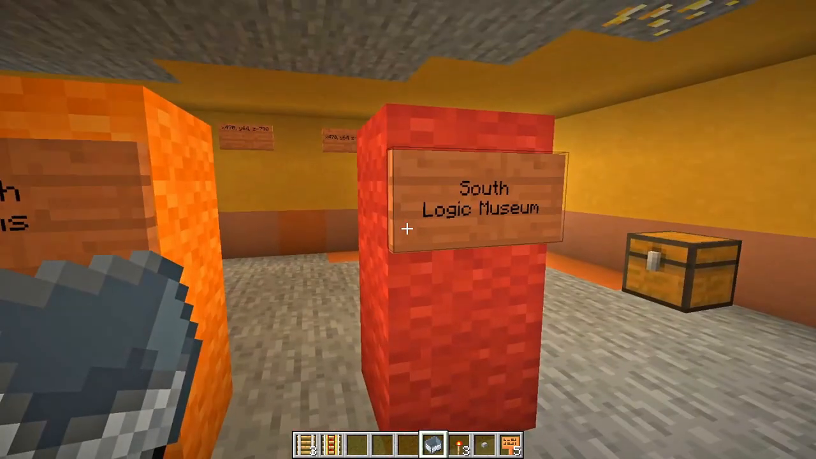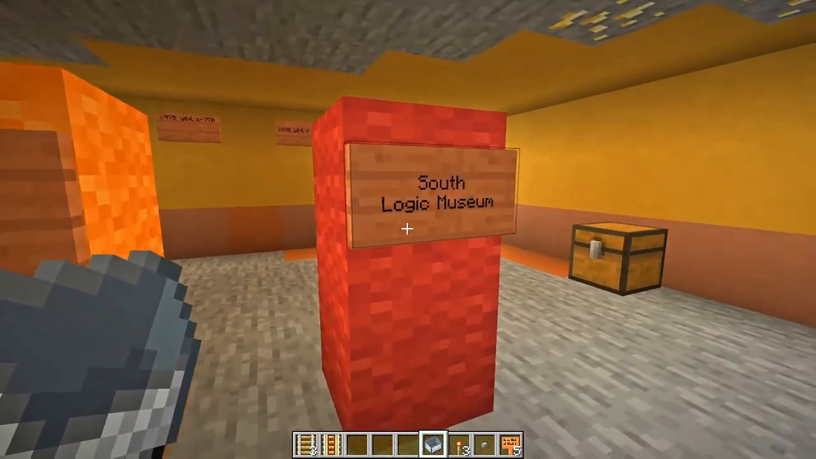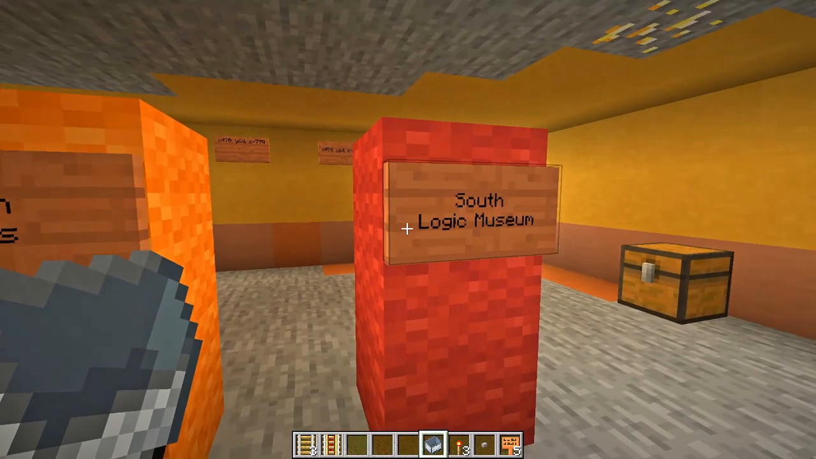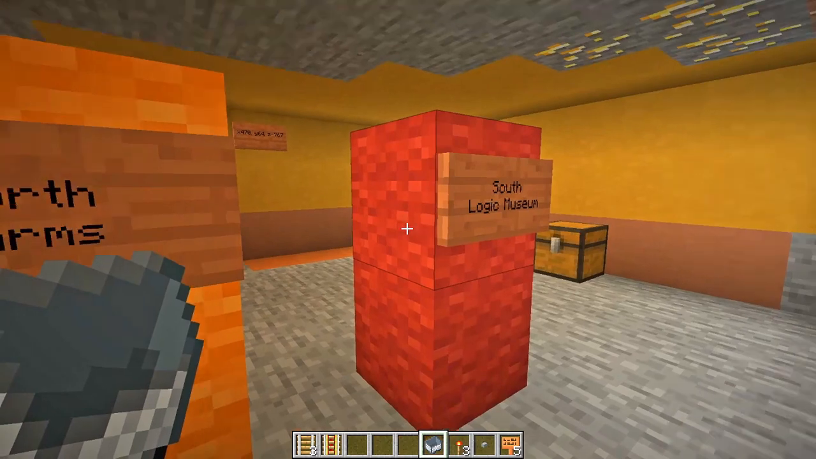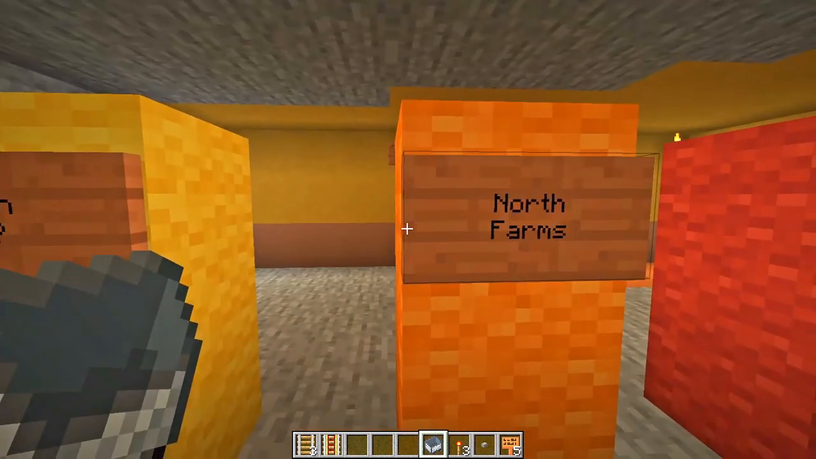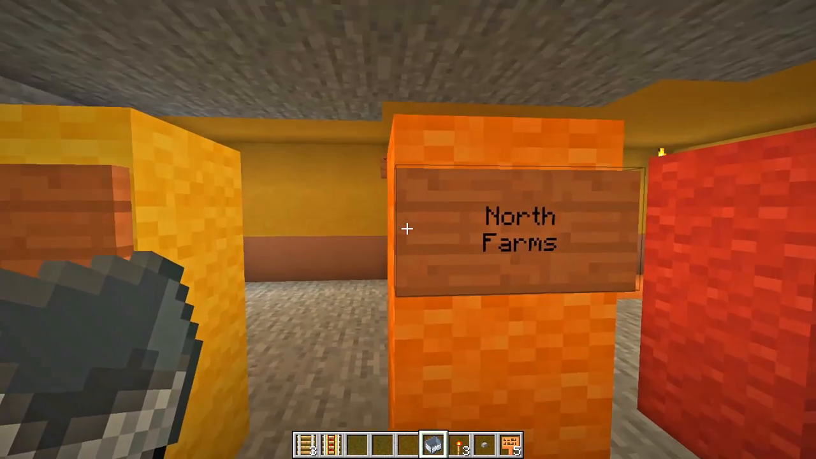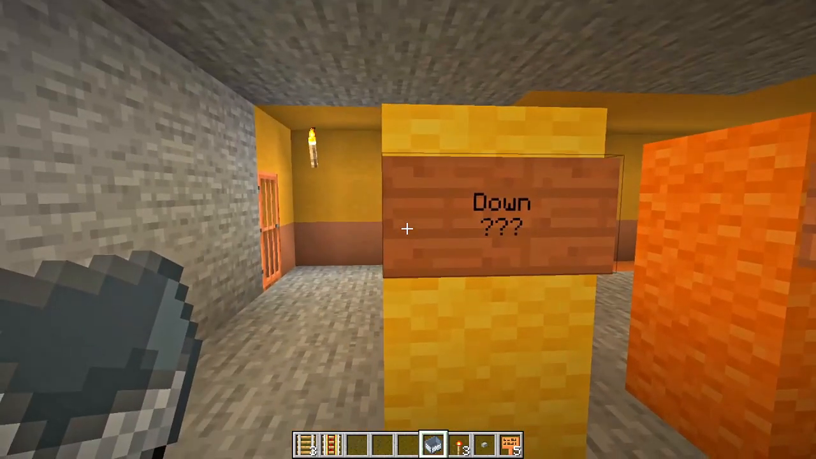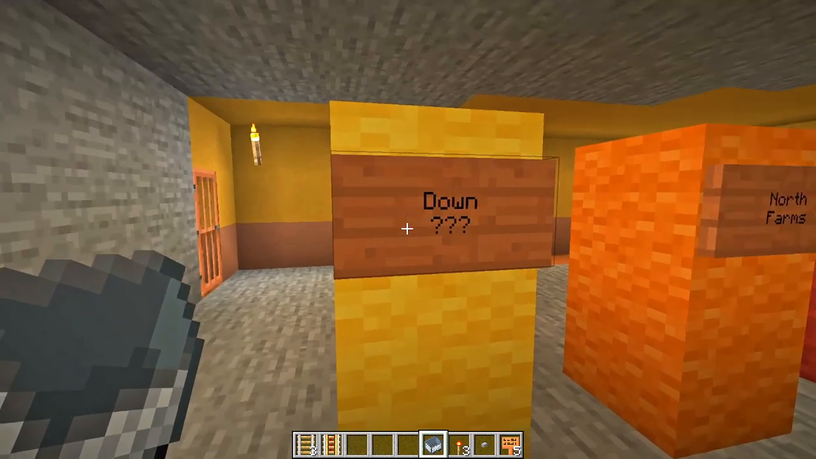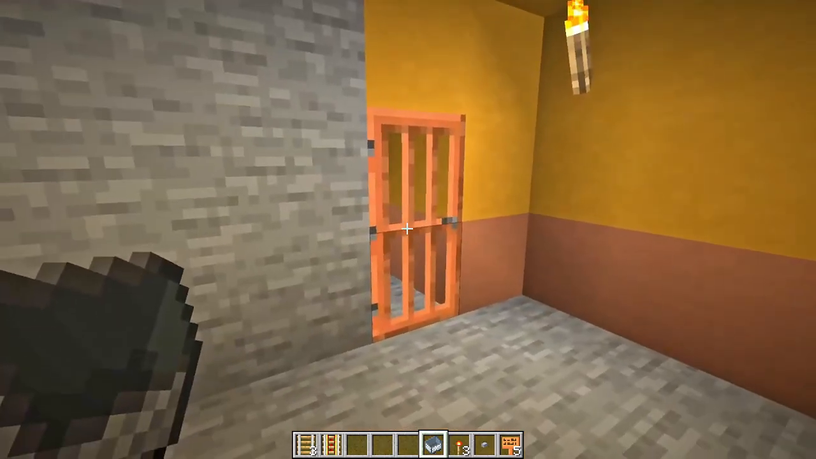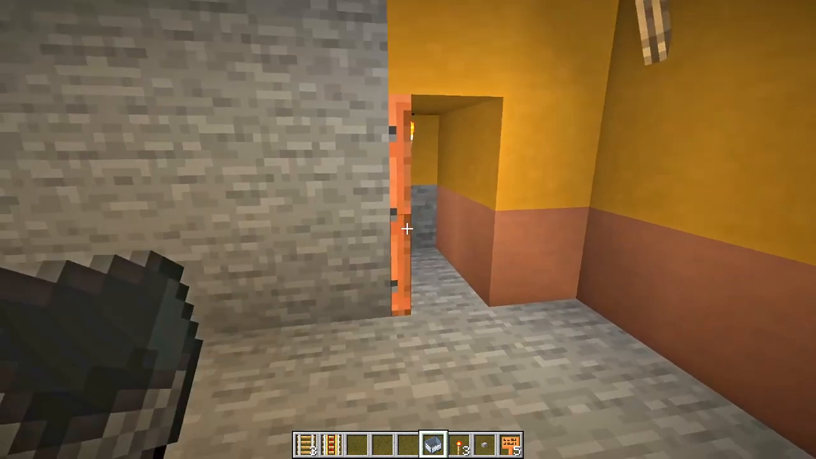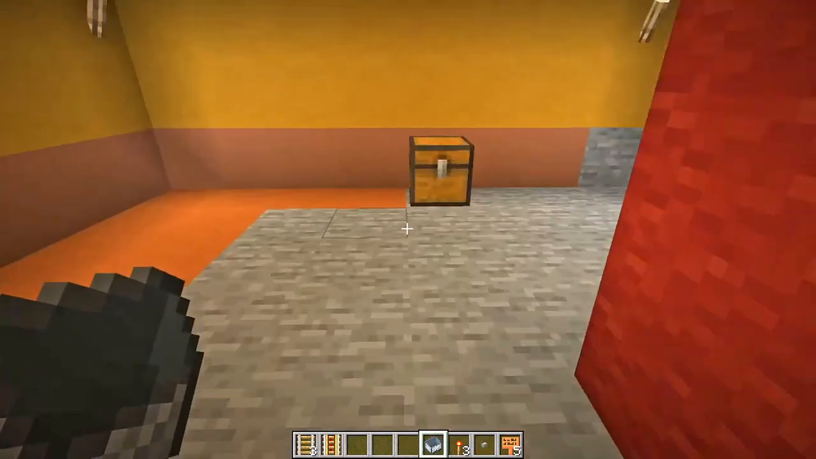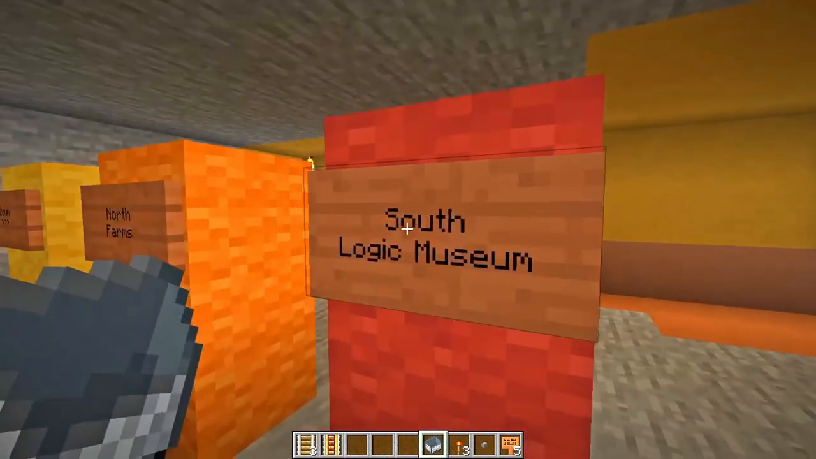Red will be for going southbound towards the Logic Museum. If we add more lines going southward, we might have to create some rail switching later. Likewise, heading north and up, that's where all the farms are. And then going down, that's going to be for a future project. And I've already started the tunnel here. But today we're just going to focus on our two stations here.